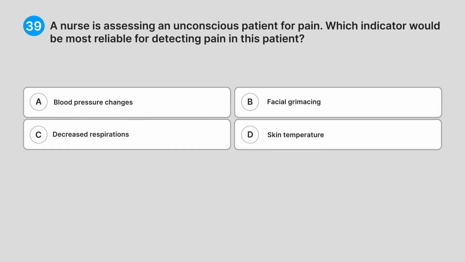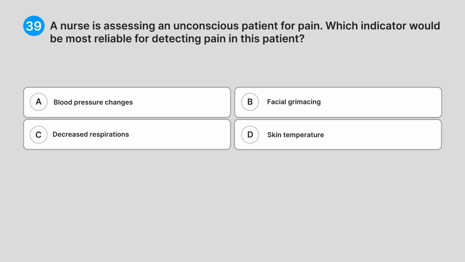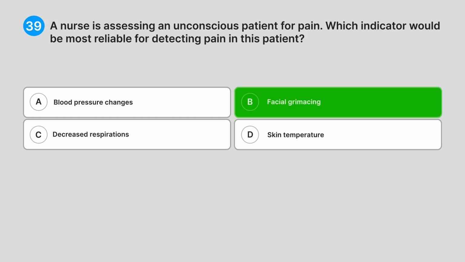39. A nurse is assessing an unconscious patient for pain. Which indicator would be most reliable for detecting pain in this patient? A. Blood pressure changes. B. Facial grimacing. C. Decreased respirations. D. Skin temperature. Can you guess the answer? Correct answer, B. Facial grimacing.